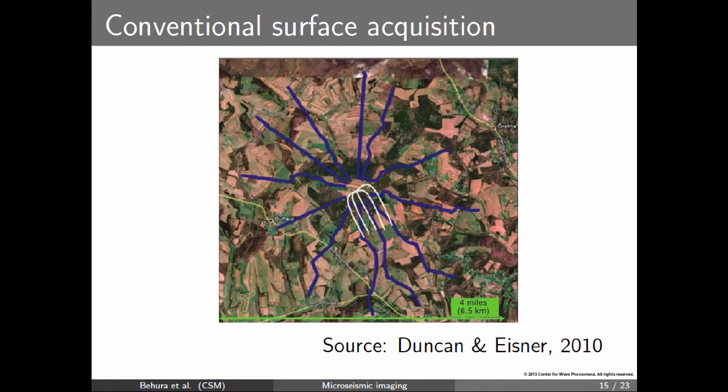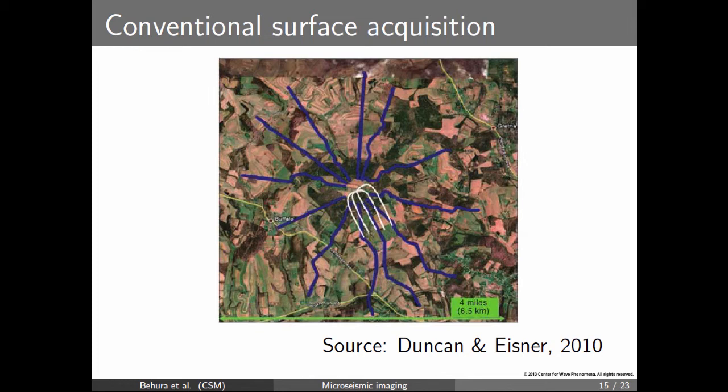Let me now switch gears and talk about another aspect of microseismic monitoring that can help us improve imaging, and that is acquisition. Surface acquisition is becoming increasingly common in monitoring microseismicity, because it is cheaper to lay these receivers out than to dig a borehole and put the receivers there. Also, you can end up with a large aperture with surface acquisition.